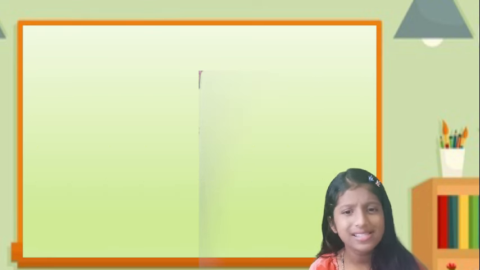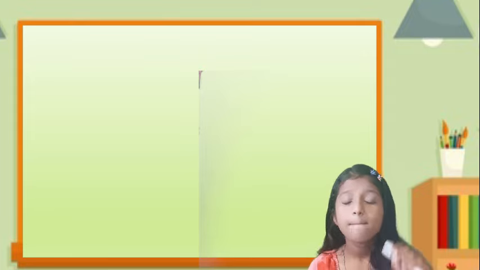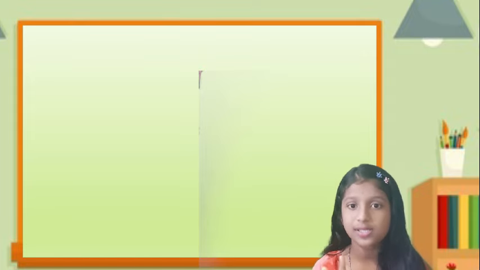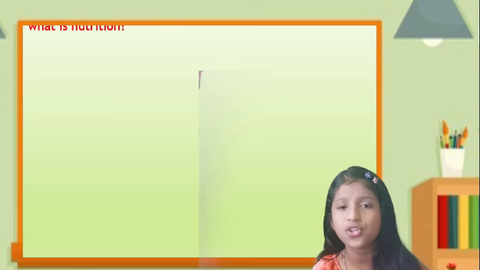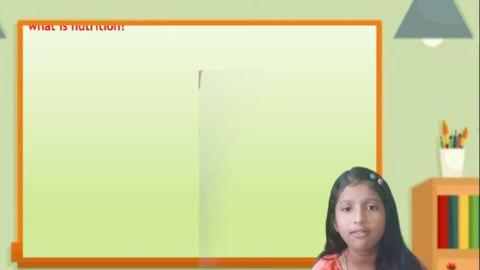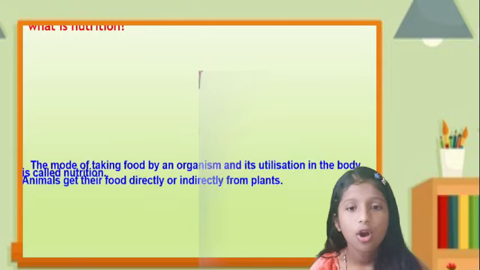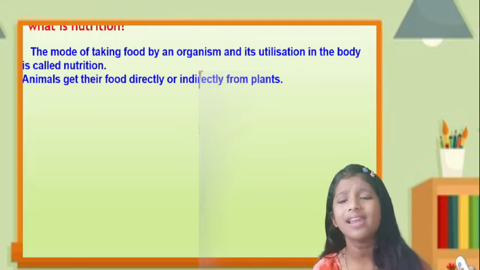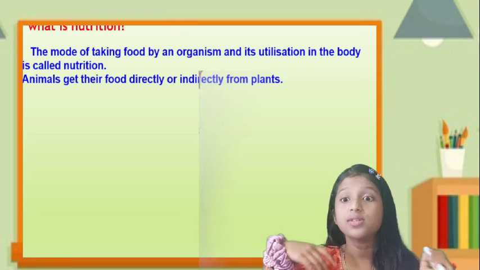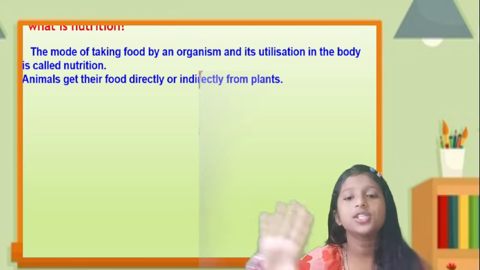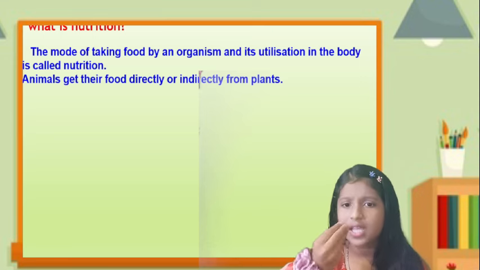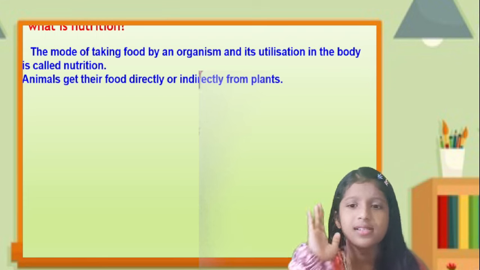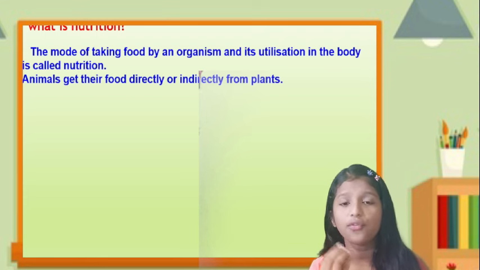Okay, we will start. What is animal nutrition? Before knowing animal nutrition, we will learn what the common nutrition is. What is nutrition? Can anyone answer? Answer in the comments. Okay, I'm going to tell the answer. The mode of taking food by any living organism, and its utilization in the body, is called nutrition. In simple terms, whatever food we take, the body utilizes it, and that is known as nutrition. This is the simple way, guys. Understand it.